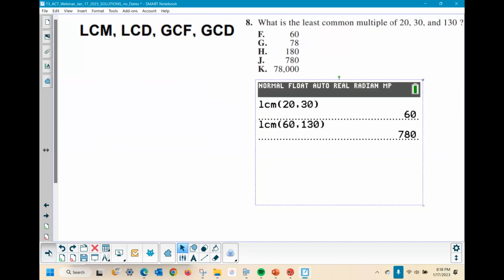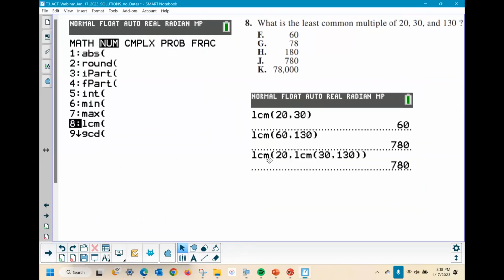Some of the students like the other way, where they find the least common multiple of 20, comma, then the least common multiple of the other 2. So you do these first, get that answer, and do it with the least common multiple of 20. So you can do it in 1 step or in 2.